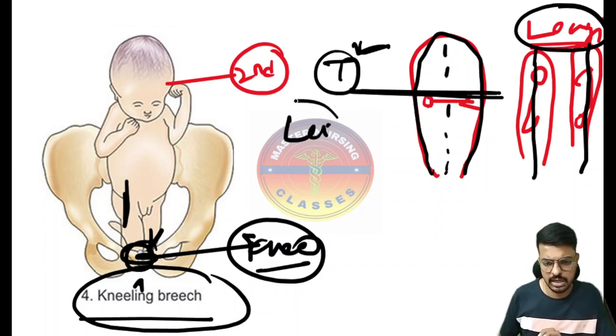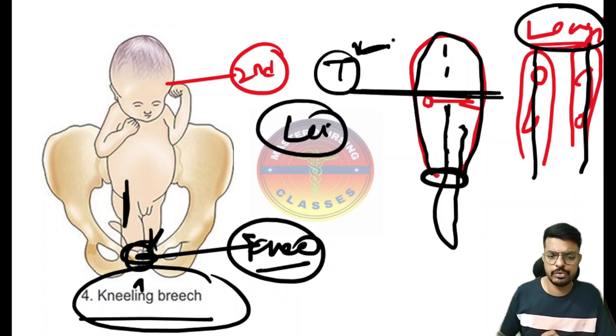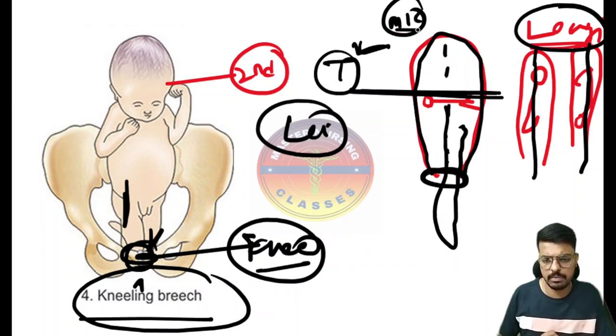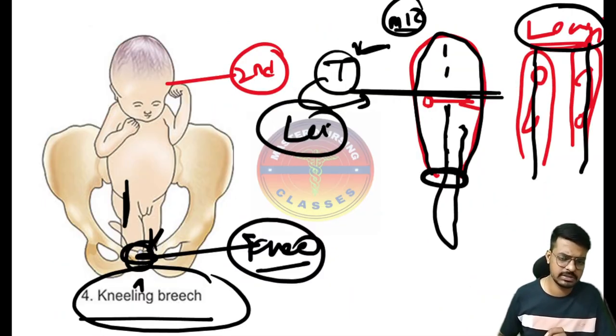Here the baby's umbilical cord can easily come down because it is completely open here, so the cord can easily prolapse. So the most common reason for umbilical cord prolapse is the transverse lie. If the examiner asks which breech presentation has the highest chance of umbilical cord prolapse, then the footling breech is our primary answer. So I hope the concept is clear on this one.